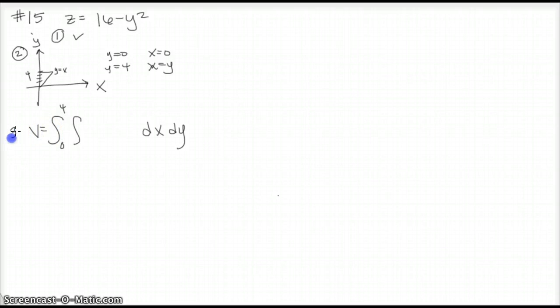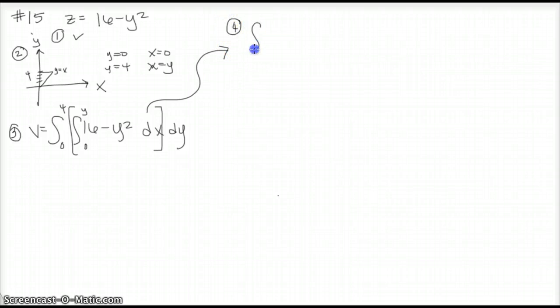So this would be, we can say, our third step here, setting up our double integral. So dy is on the outside, that means these are y bounds. dx is on the inside, that means our x bounds go here from 0 to y, and our equation goes in the middle. So I do this middle integral. I'll solve that one out to the side over here. So this will be step 4, solving our inside integral.